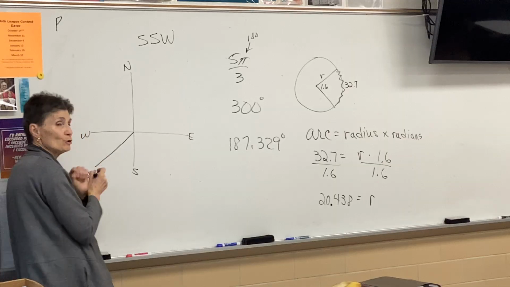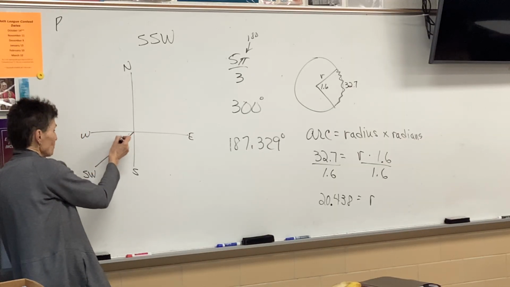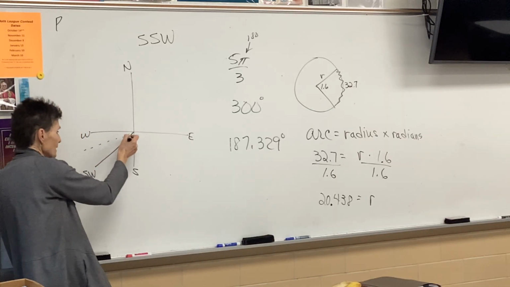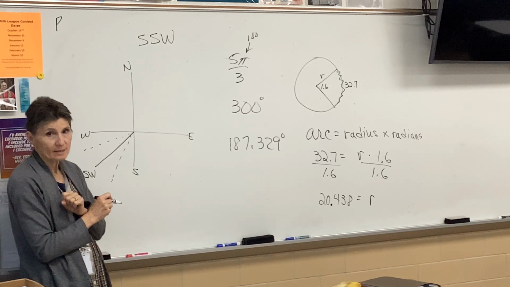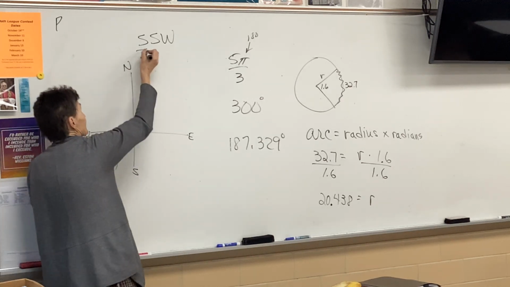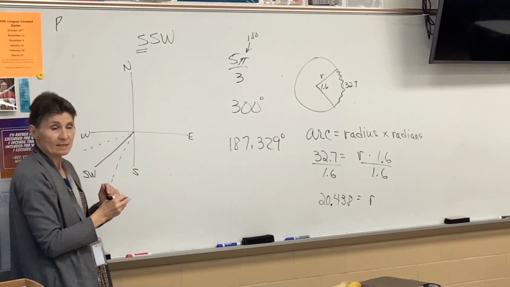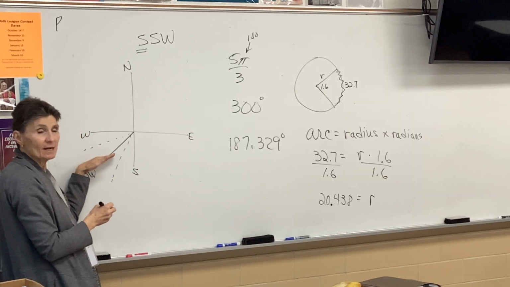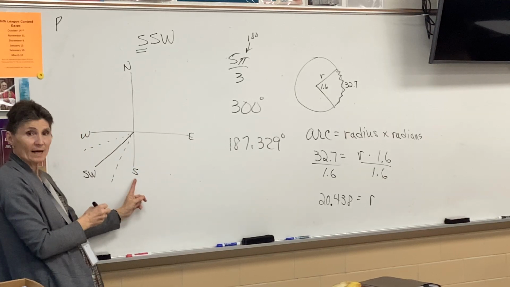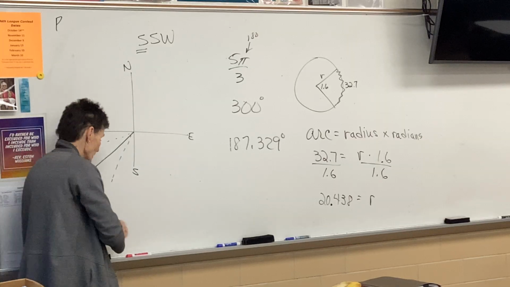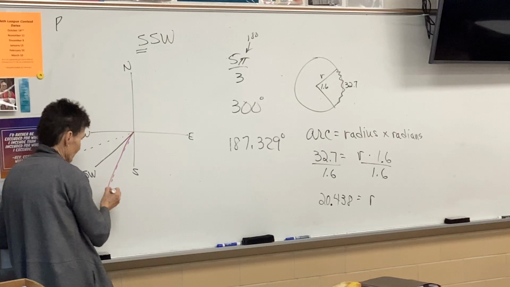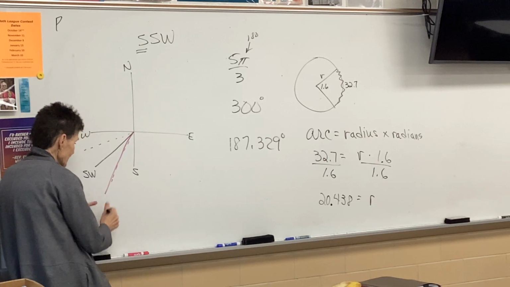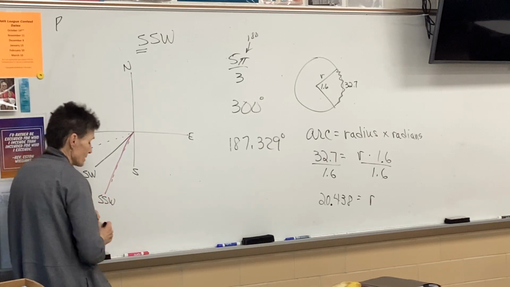Now, I can do two different splits. I can split this one, and I can split this one. Which one do I want if I want south, southwest? Here's southwest. South, southwest would be this one. So this is the split that I want. This is south, southwest.